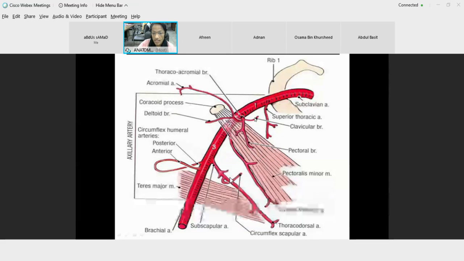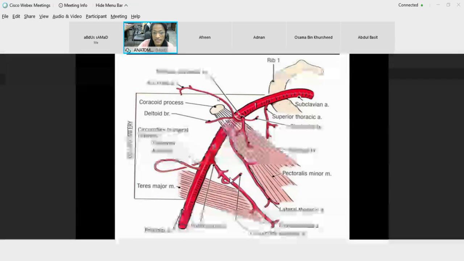The clavicular branch supplies the sternoclavicular joint and the subclavius muscle. The pectoral branch supplies the pectoral muscles, that is, the pectoralis major and minor. The deltoid branch goes towards the deltopectoral groove, which is the groove present between the superolateral aspect of the pectoral region and the deltoid muscle. Then the acromial artery ends by anastomosing over the acromion.